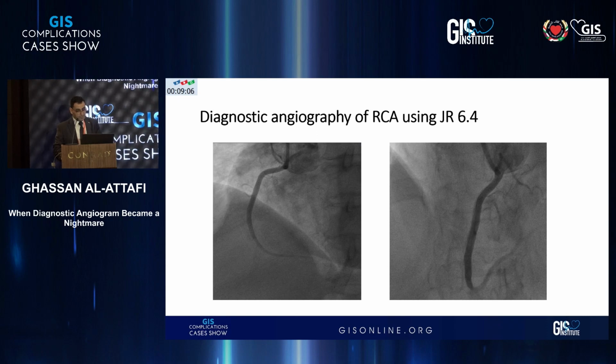So with the normal left system, when we started to inject the right coronary artery, as is clear in the first slide, it looks like the flow in the distal RCA is diminished. And when we took another view, the RAO view, we recognized that the mouth of the JR catheter is not coaxial with the orifice of the RCA. So here it came to my mind that there is some problem, maybe a dissection.